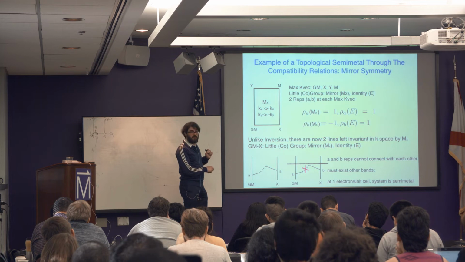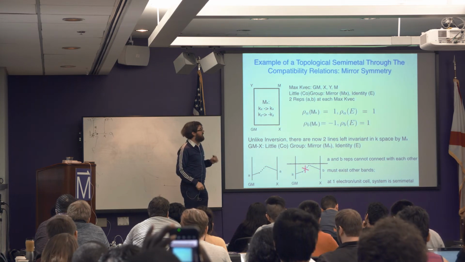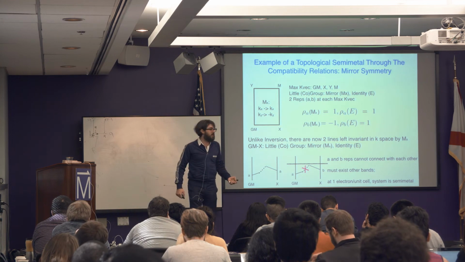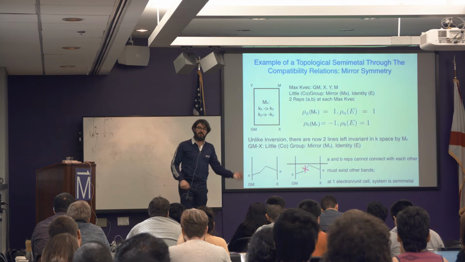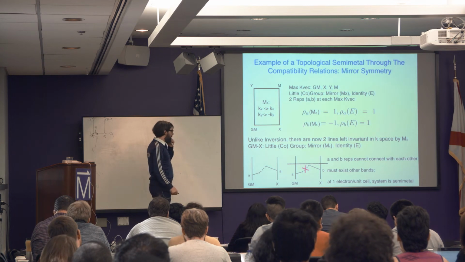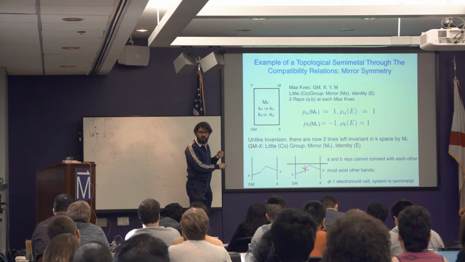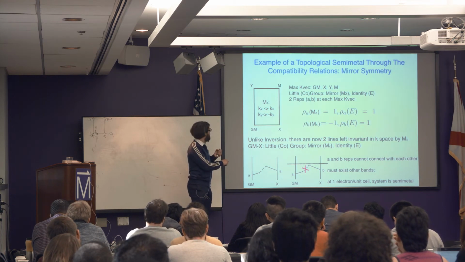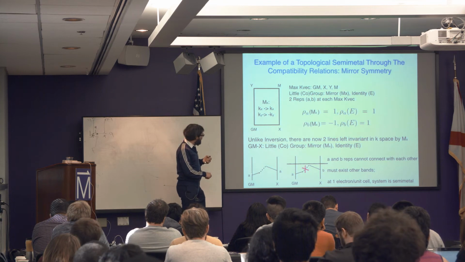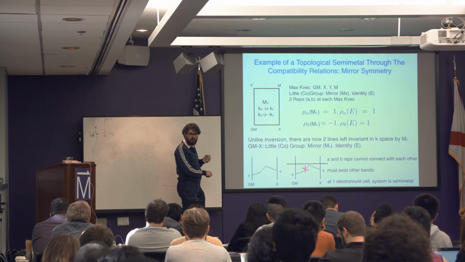This full line is invariant under mirror. And this full line is invariant under mirror. Mirror also has two representations, A and B, just like inversion had. But now the fundamental thing is that mirror leaves a line in the Brillouin zone invariant. Okay? So now I ask, can I connect representation A at gamma with representation A at X?